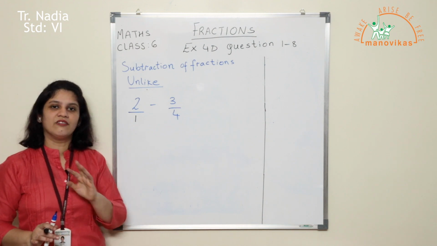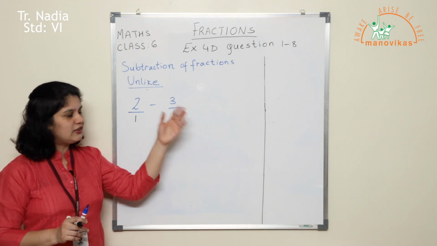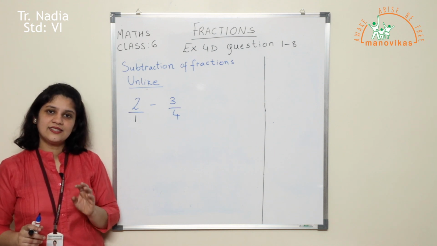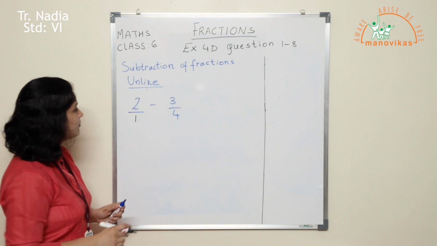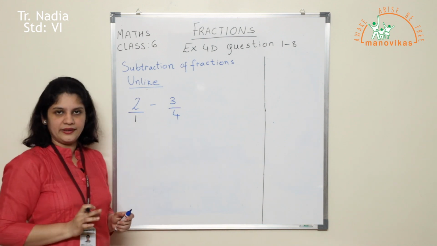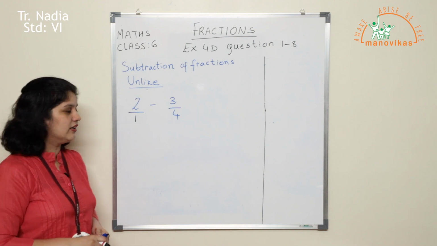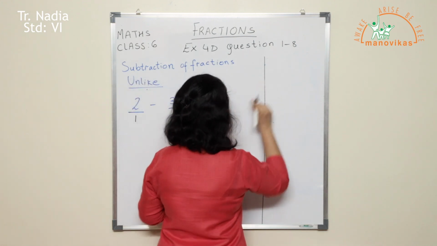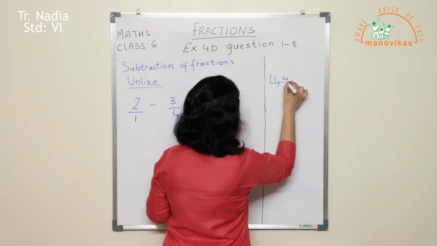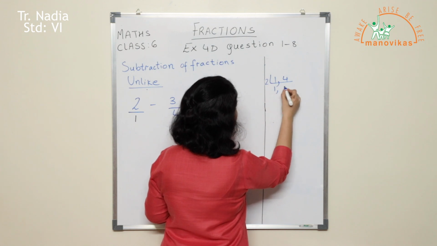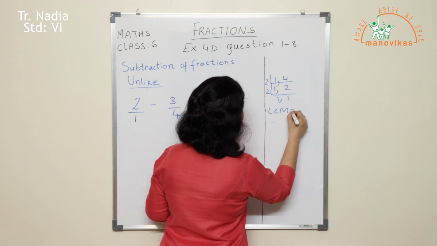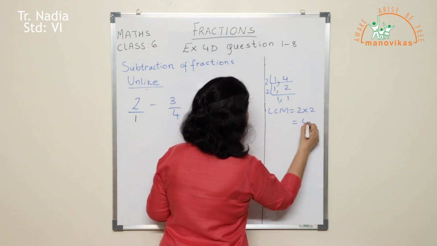Now remember children, the value does not change. The number 2 and the fraction 2 upon 1 actually have the same value. Now what do we do? They are unlike fractions. One of them has denominator 1, the other one has denominator 4. So let us find the LCM of the denominators, 1 and 4. I'll make use of the 2 times table. So LCM comes to 2 multiplied by 2, that is 4.